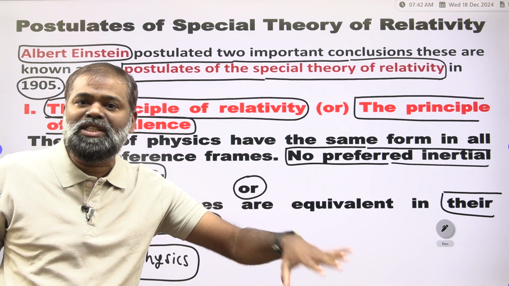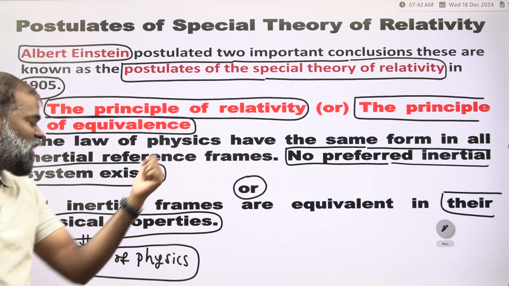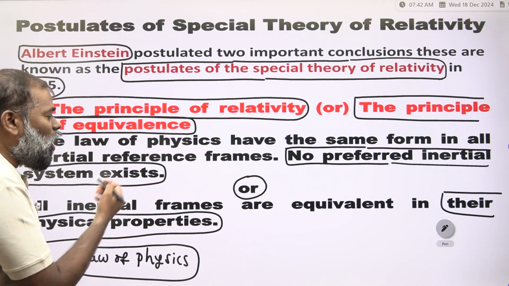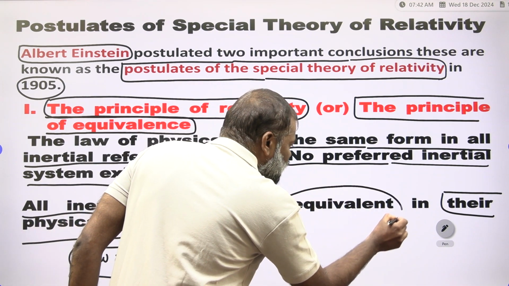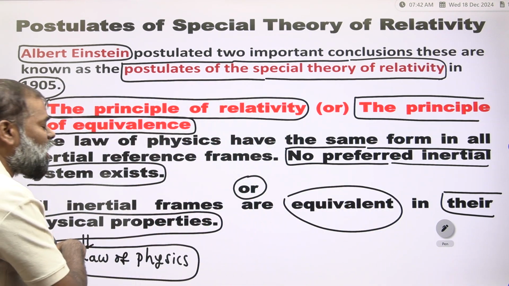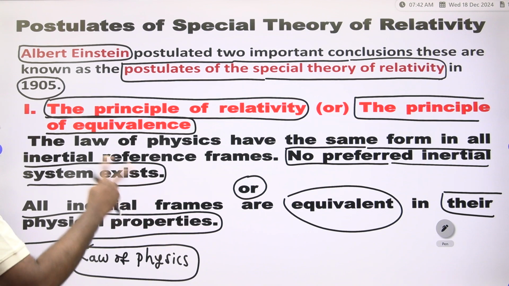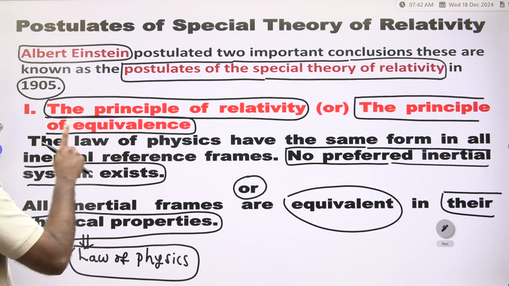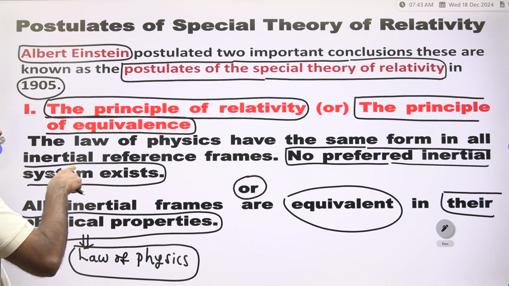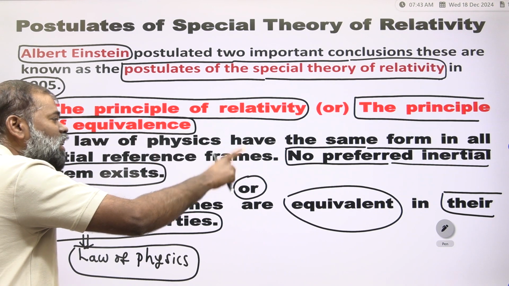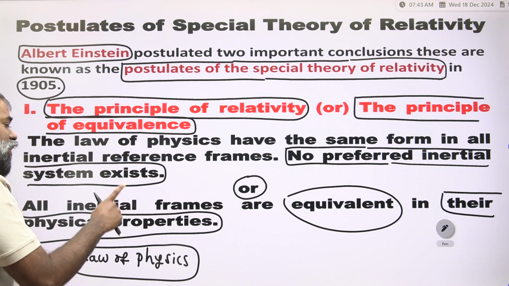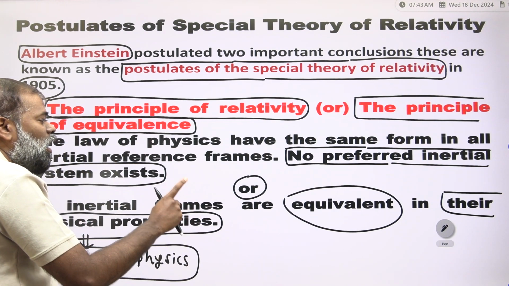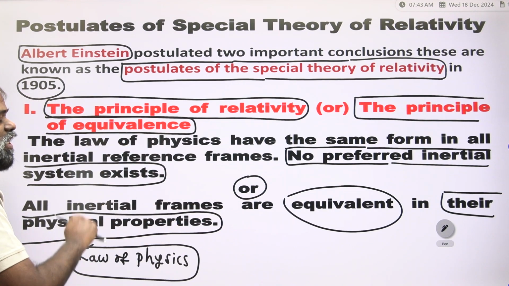No preferred inertial frames exist, or otherwise all inertial frames are equivalent in their physical properties. The reverse also you have to take. Say the first statement is: the laws of physics have the same form in all inertial frames of reference, or no preferred inertial frame exists. Otherwise, the inertial frames are equivalent in their physical properties.